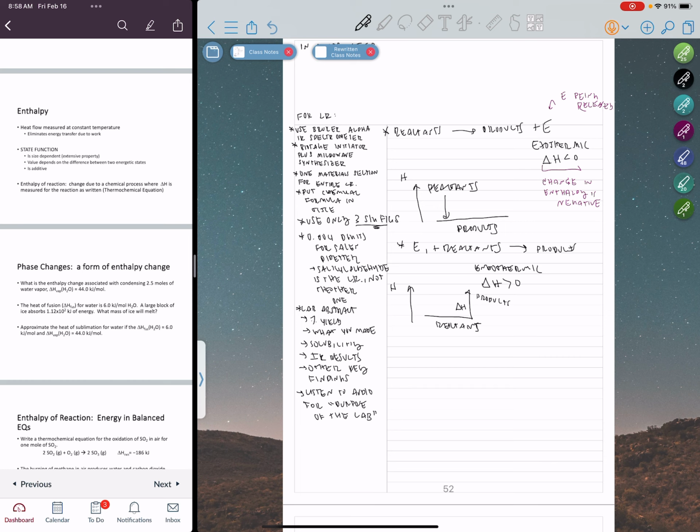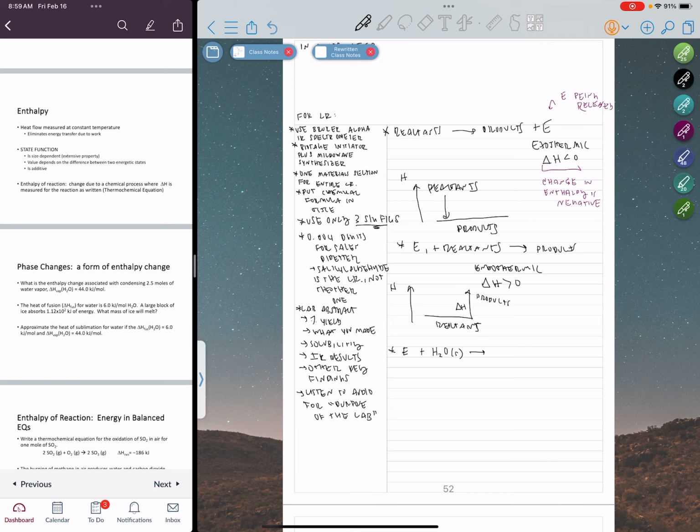Phase changes are the easiest place to think about this kind of stuff, because it becomes relatively straightforward to think about this idea of what happens as I go from one form of matter to another. So for example, if I have water, solid, I know that if I add energy to it, my solid water is going to do what?